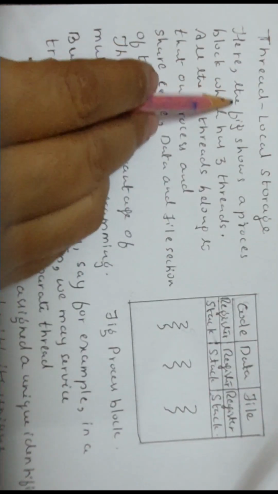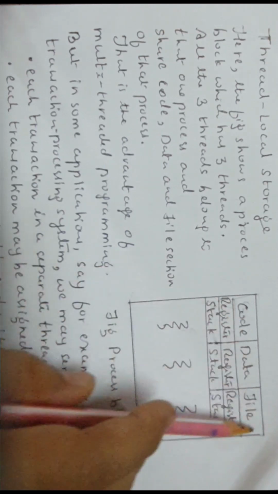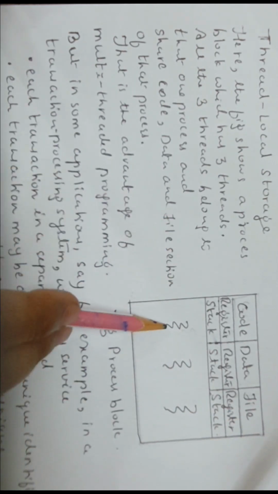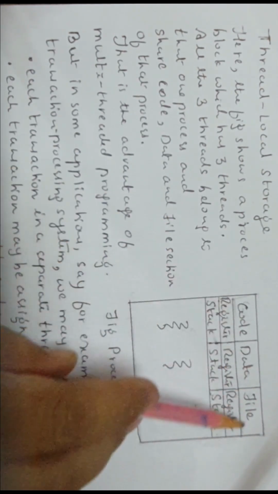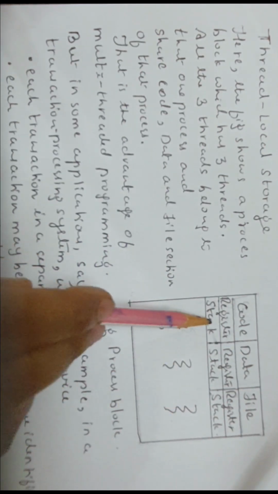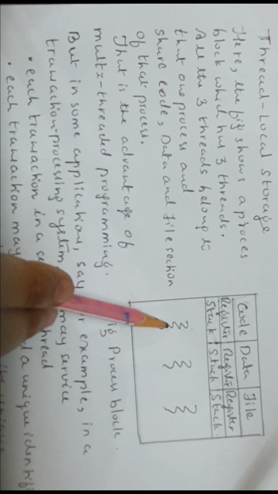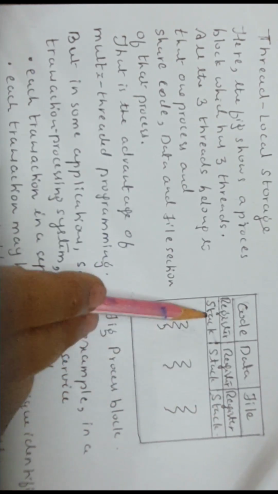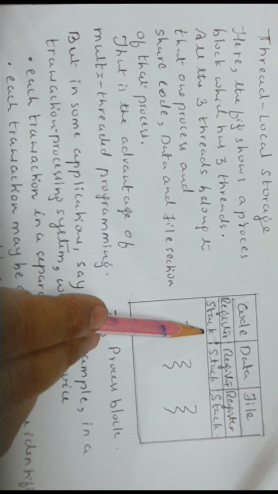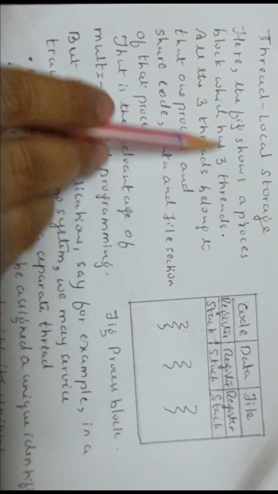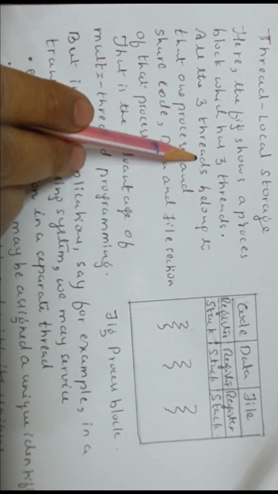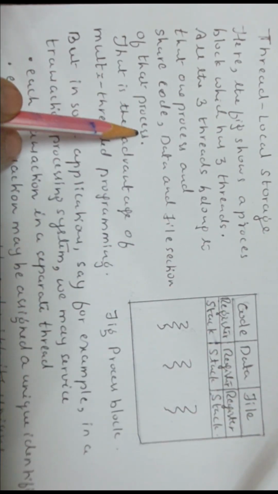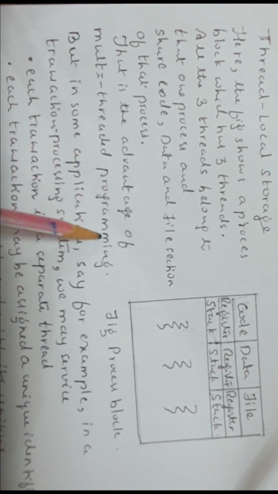Okay, next, thread local storage. So this figure shows a process block. Process had code, data and file sections. In this we can see three threads belonging to the single process. Those threads will have their own registers and stack. These two for this thread. Similarly, these two for the second one, these two for the third one. Each thread will have its own register and stack. Okay. So here the figure shows a process block which has three threads. All the three threads belong to one process and share the code, data and file section of that process. That is the advantage of multi-threaded programming.